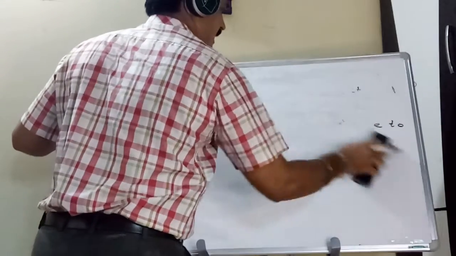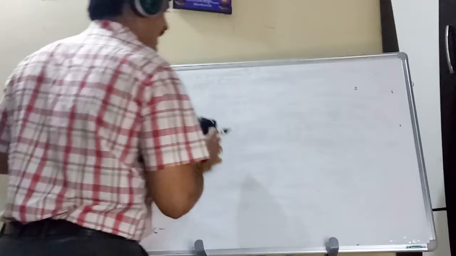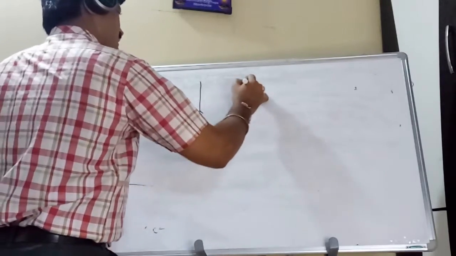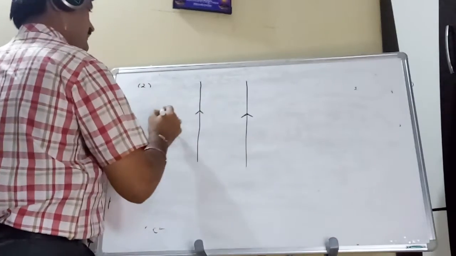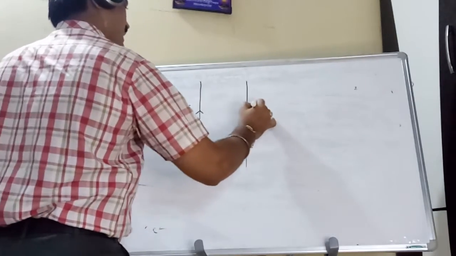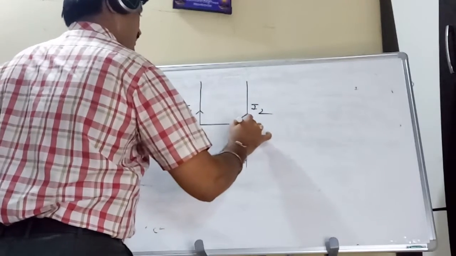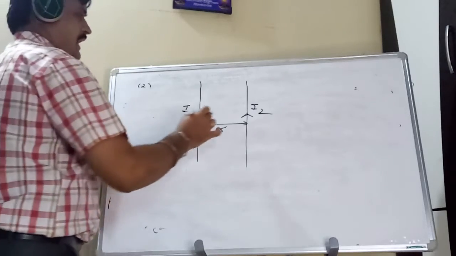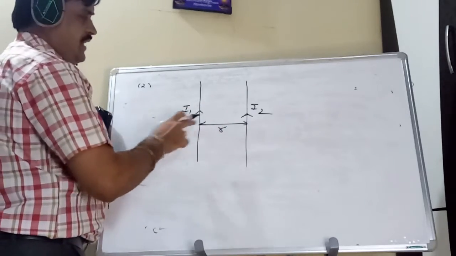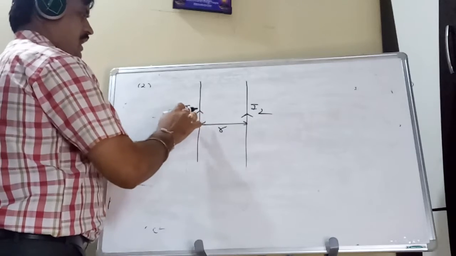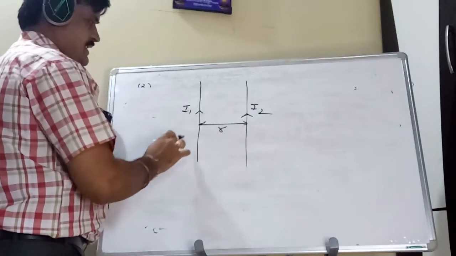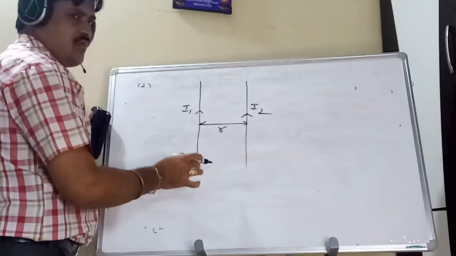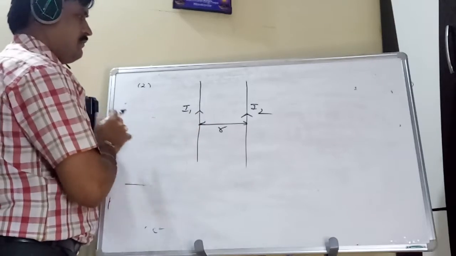Second point, current passes through the wires in the same direction. This is I1 current, I2 current. R is the distance between the two wires. The attractive force between them takes place in this way. So current passes through the two conducting wires, I1 and I2, in the same direction. Force of attraction takes place between them.